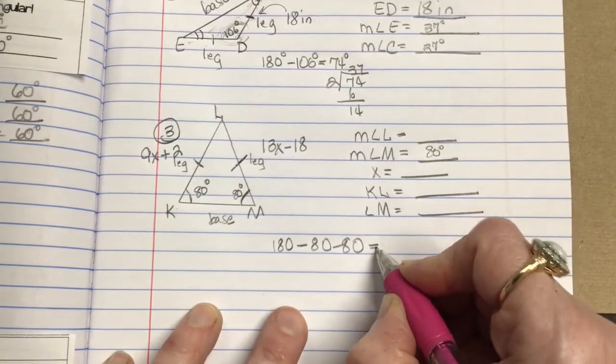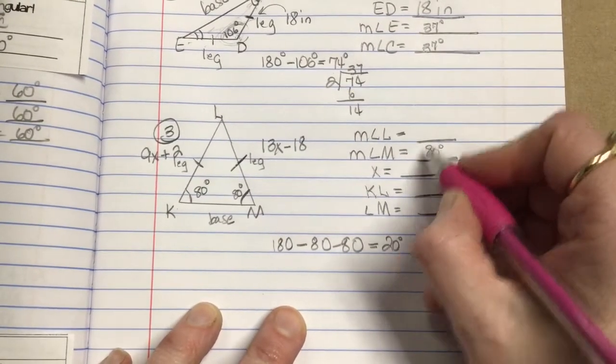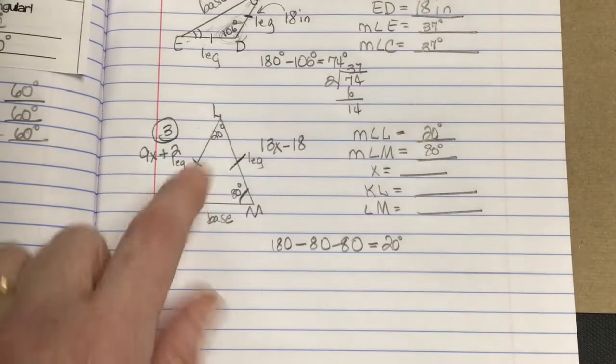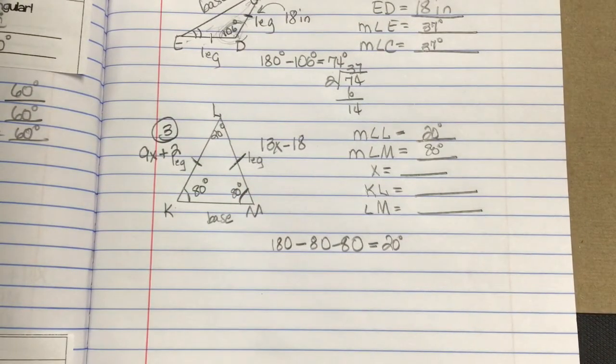You're going to get it either way. I think it's 20 degrees. And so angle L is 20 degrees if you want to label it. It's easy to check. 80 plus 20 plus 80 is 180.